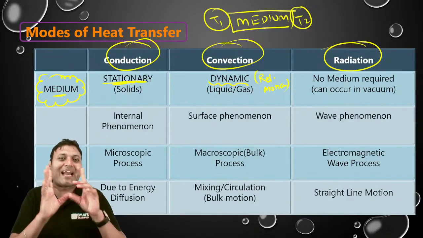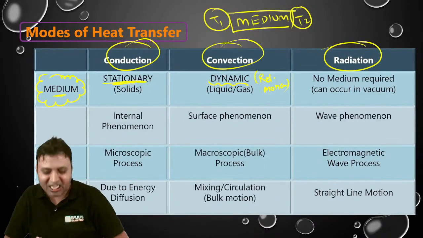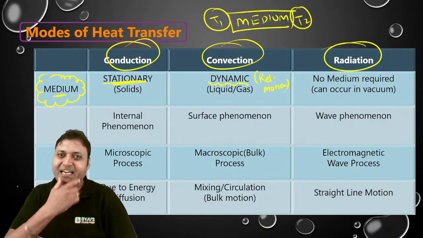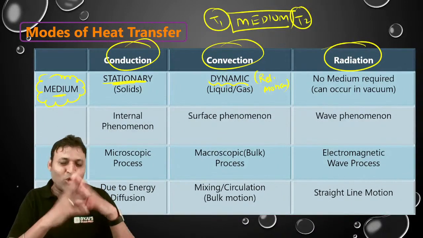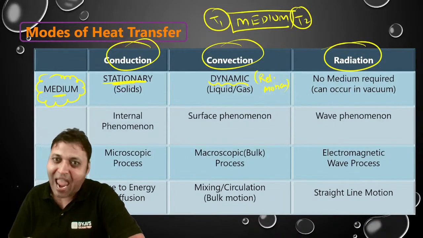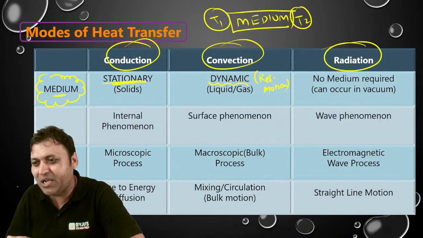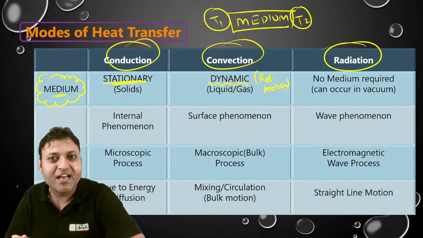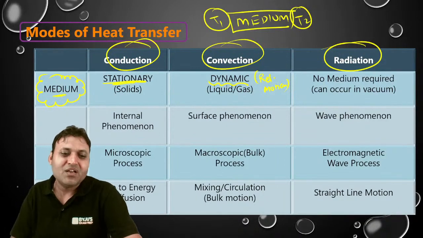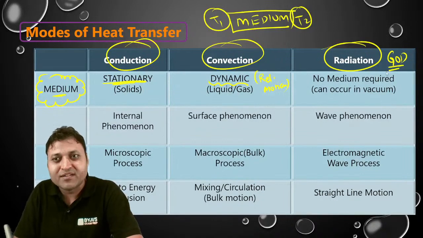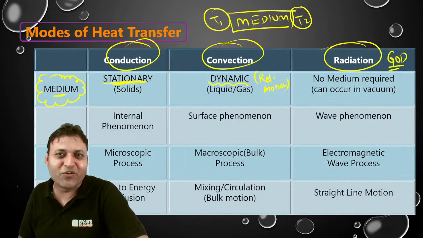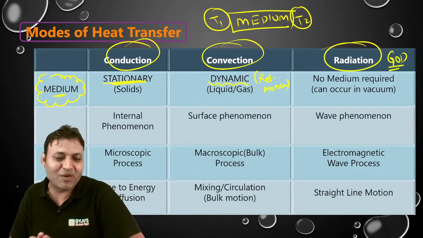Radiation does not require a medium to have the heat transfer, but conduction and convection definitely require a medium. If the medium is stationary, the mode of heat transfer will be conduction. If the medium is dynamic, the mode of heat transfer will be convection. And if there is no medium, the only mode of heat transfer will be radiation. So we can comfortably say radiation is next to God, because radiation is everywhere. Like God is everywhere, radiation is also everywhere. Whether there is a medium or not, radiation will be present.